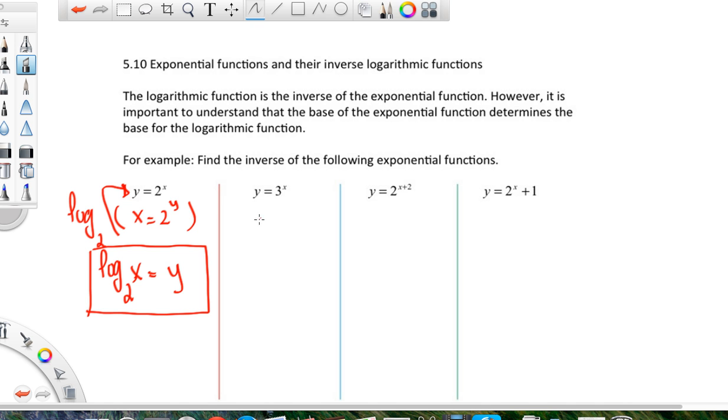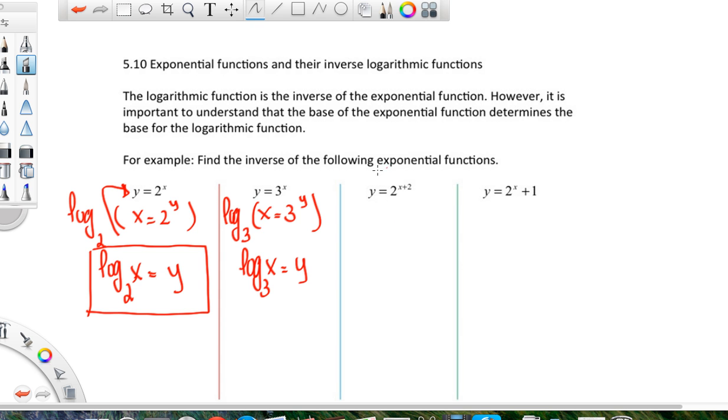If the base changes, then after I swap x's and y's, then the log will also have to change, because the log's base needs to match the exponential base. So here I'll have to take a log base 3. So then I get the log base 3 of x is equal, and on this side the exponent drops, and that's a y. So that's the inverse. Okay, so what happens then if I start adding and subtracting and some other stuff?